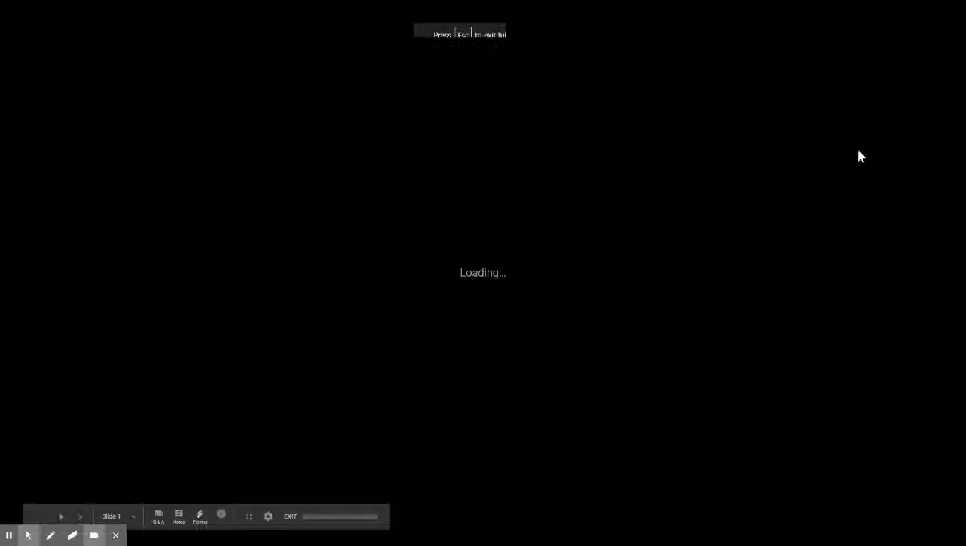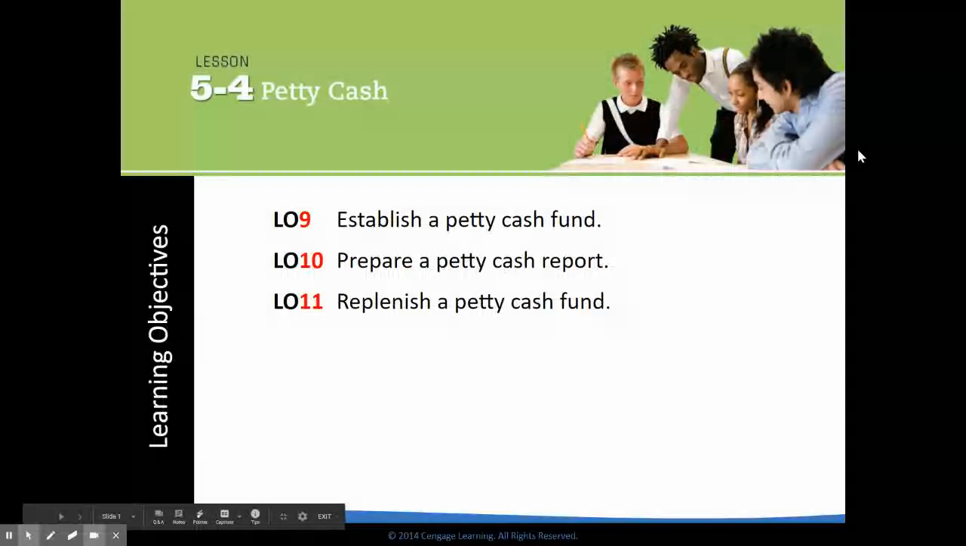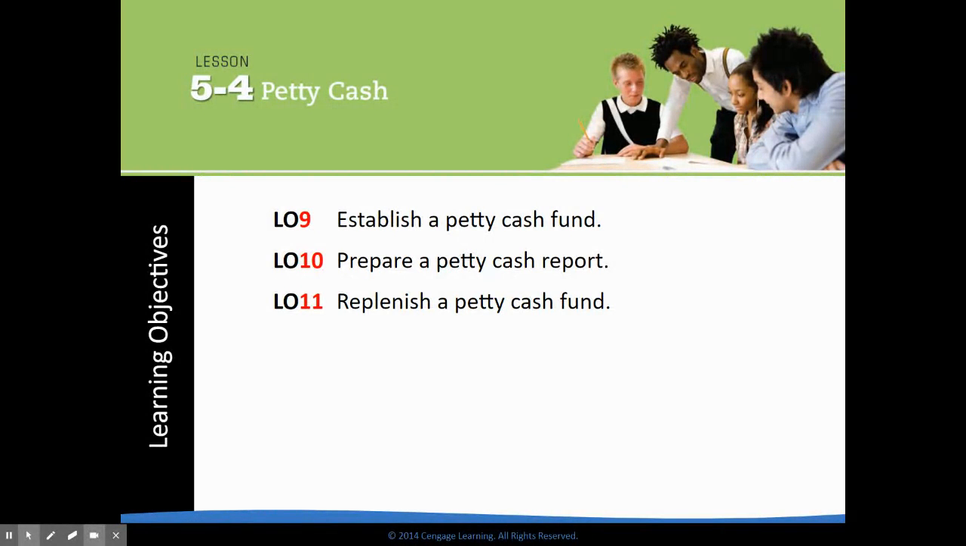A lot of times it's in a little lockbox, usually the receptionist or someone is going to have it just to pay for different things that might come up, like maybe the postman comes and brings a package that is charged on account, and you need to pay something for it. So that's what it's used for. And you should always have a receipt to prove those things.